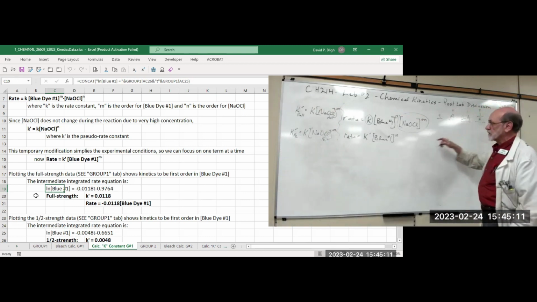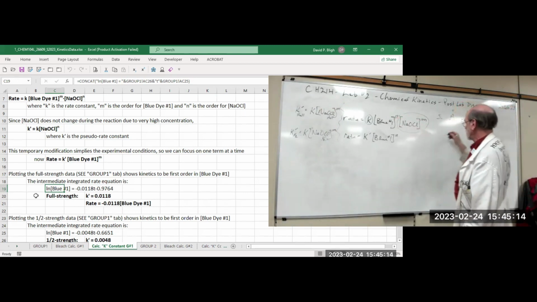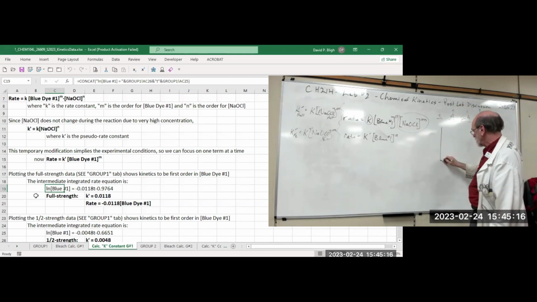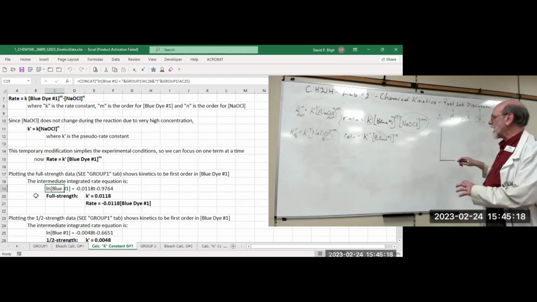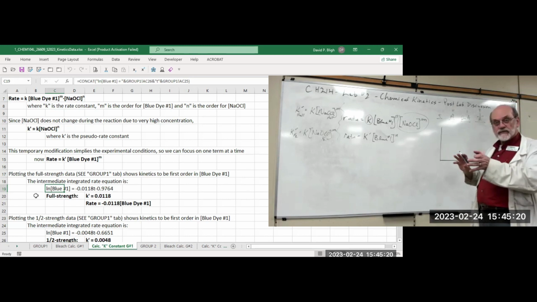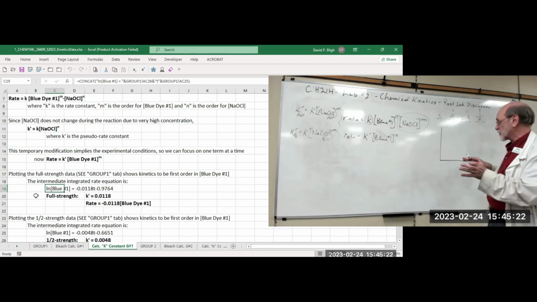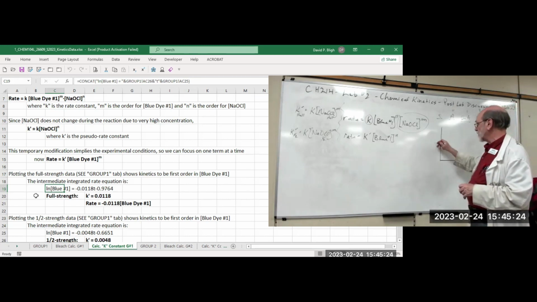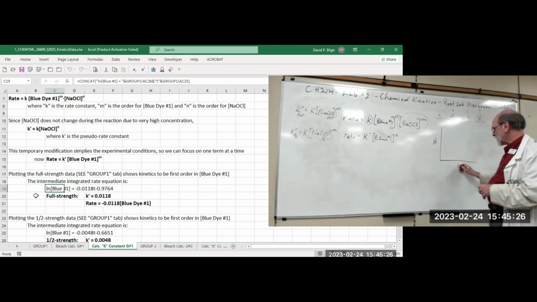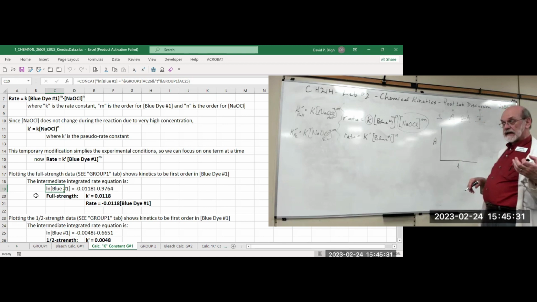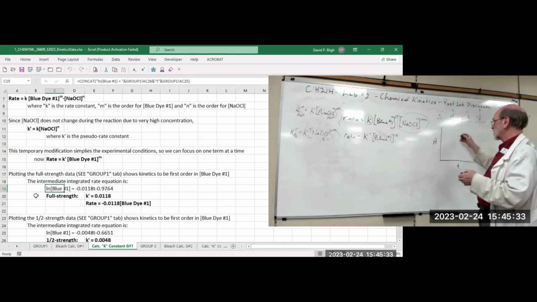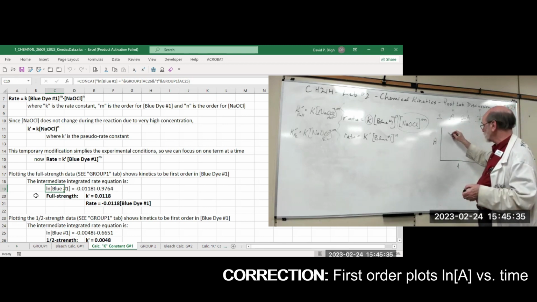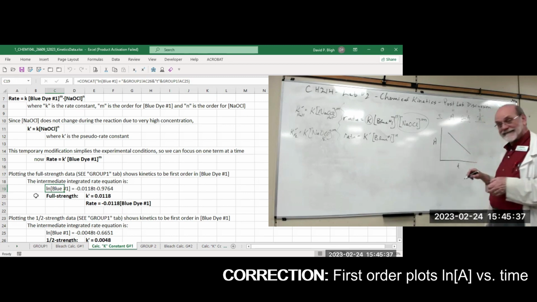If it's first order, if that number is 1, then you will have a plot for both full strength and half strength. One for the full strength, one for the half strength. And you'll have absorbance here, and you'll have time here. Absorbance decreases over time. It'll be a negative slope, like this, okay?